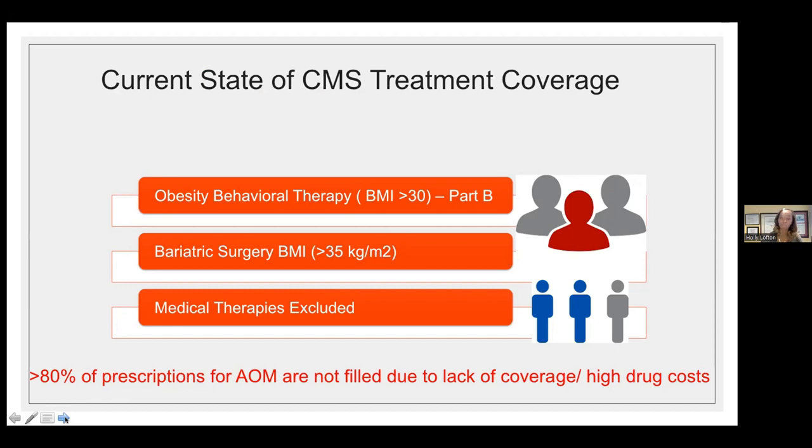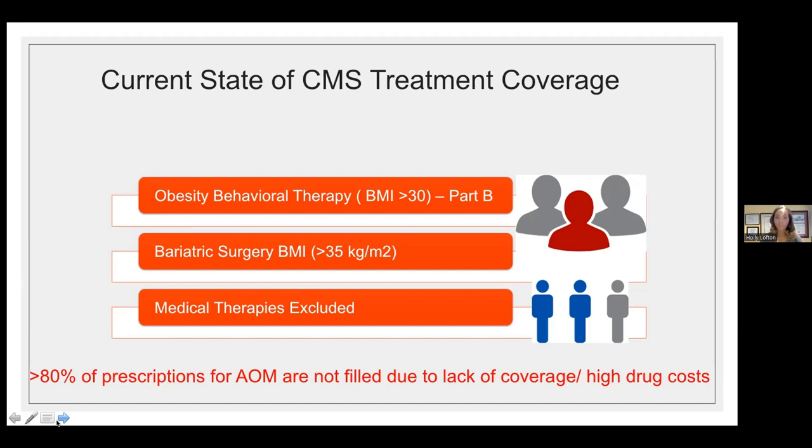The patient has to be seen a certain amount of time. If they lose more weight, they can continue treatment, etc. Bariatric surgery is covered by CMS with BMIs over 35 with comorbidities, or BMI 40 and up with or without comorbidities. But currently, as I speak to you today, and in New York State, medical therapies, pharmacotherapy for weight management, are excluded by Medicare and Medicaid.